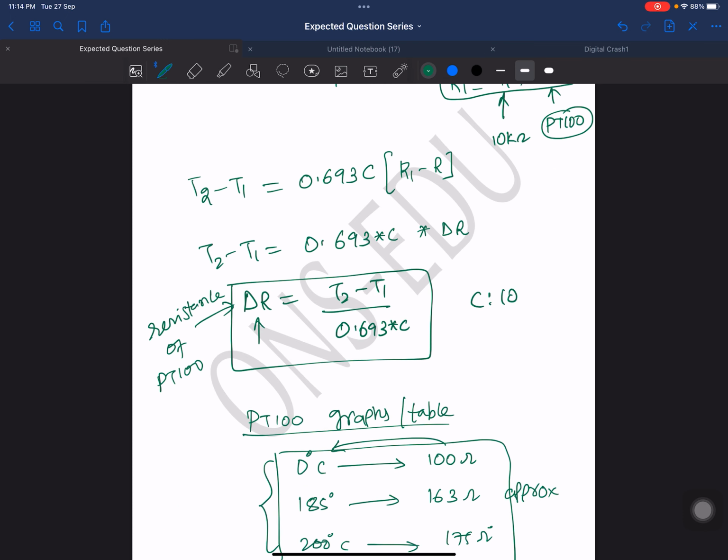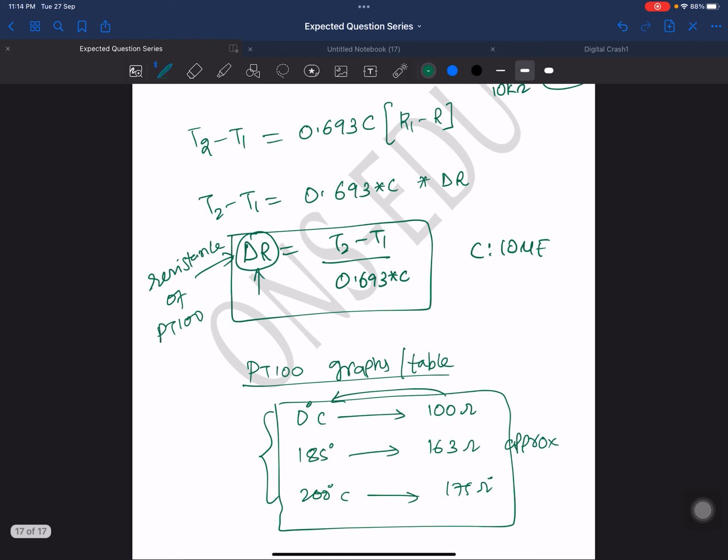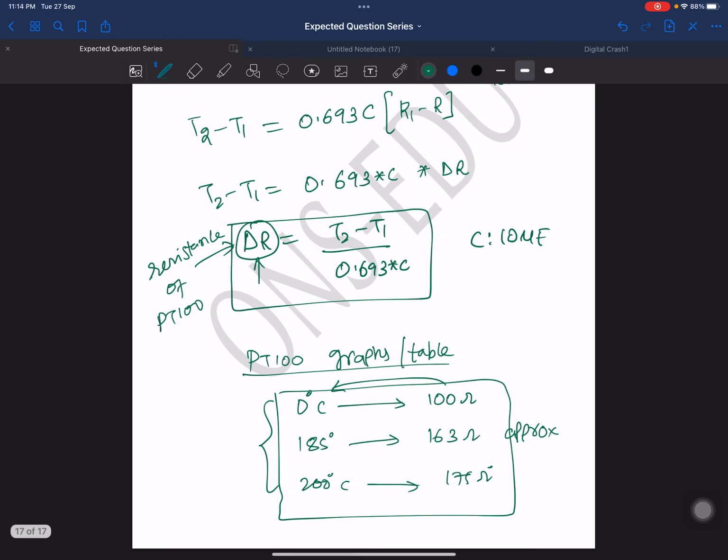C value कितना है, 10 microfarad, understand, 10 microfarad. Now once you have the delta R, you can easily find from the table, you can find the temperature, understood. Temperature, exact temperatures, graphs available हैं, easily निकाल सकते हैं.